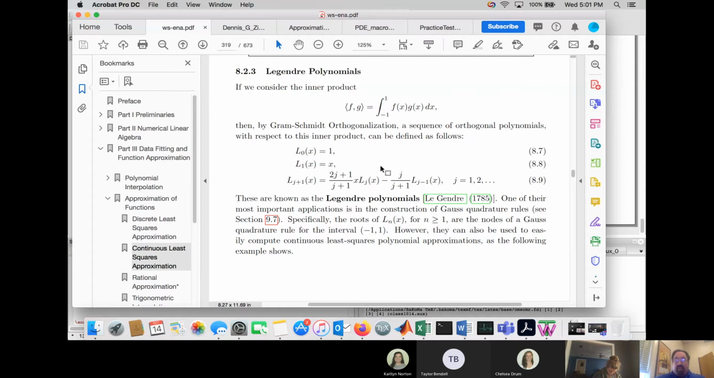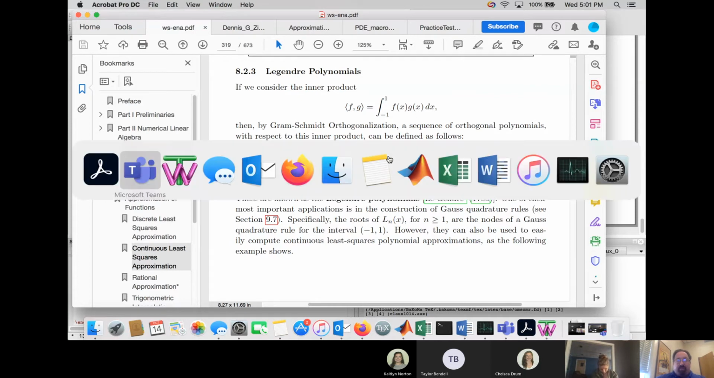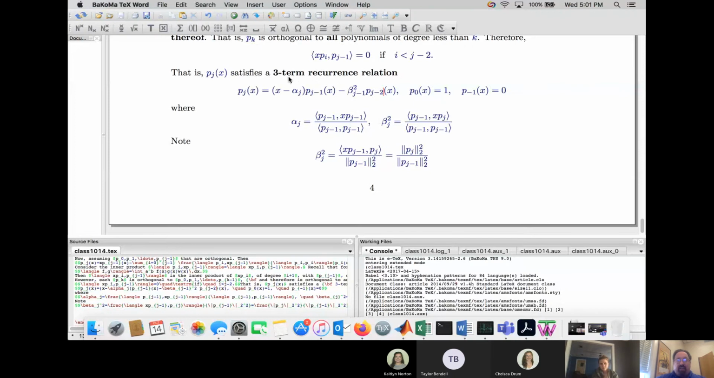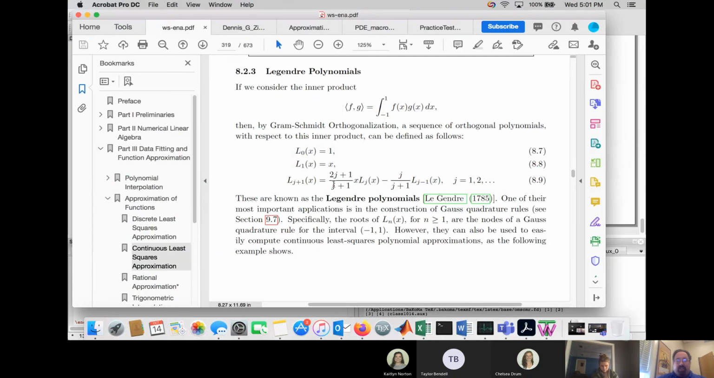But notice here I have x times the previous polynomial, whereas in the general three-term recurrence, I had x minus alpha_j times the previous polynomial. So what that tells us is that for the Legendre case, all the alphas are 0. And this coefficient here plays the role of beta_j squared. It's not exactly equal to that because, again, the Legendre polynomials are normalized differently. But this will help you generate them, and it's a way that keeps numbers nice.